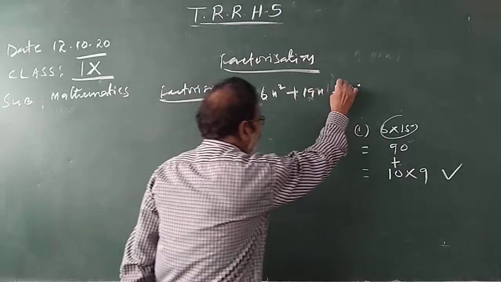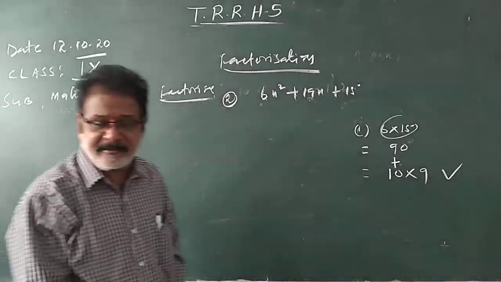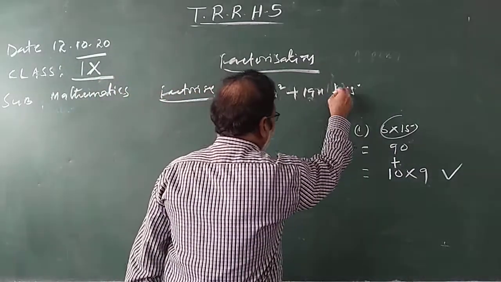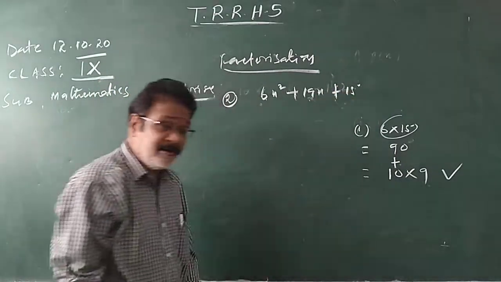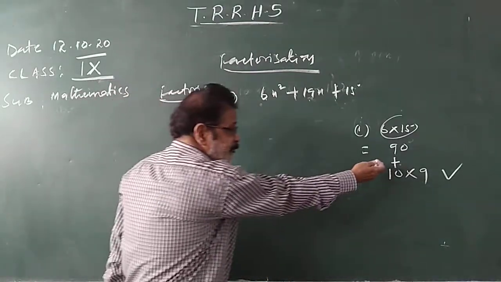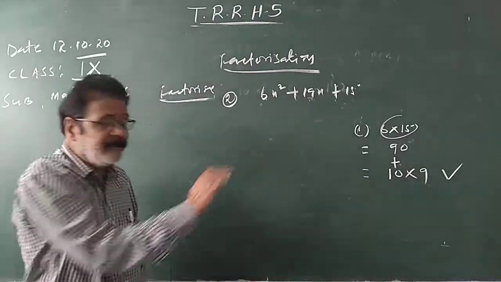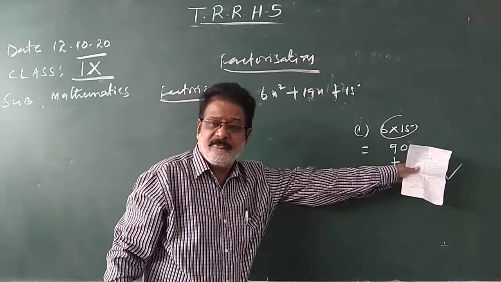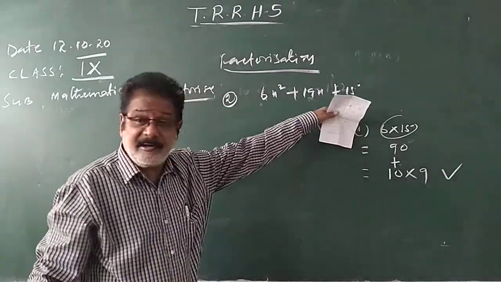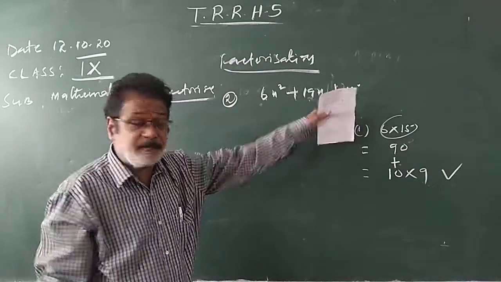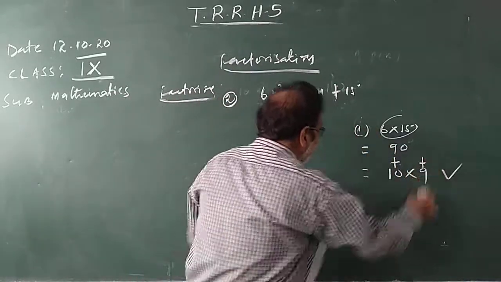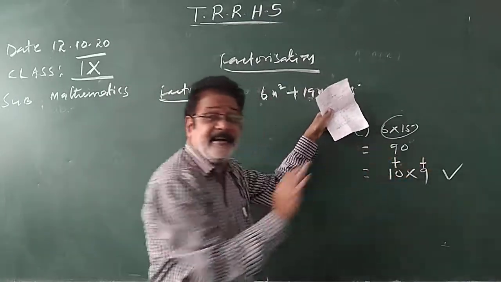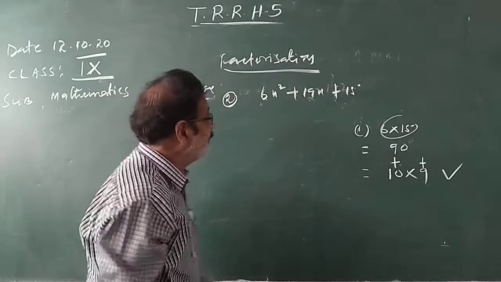What about the smaller factor sign? For the smaller factor also we should allot the sign. See the constant sign. What is the constant sign here? Plus. If the constant sign is plus, allot the same sign as the greater factor. Whatever sign is allotted to the greater, allot the same sign to the smaller also. If the constant is positive, same sign. In the case of the constant being negative, we allot the opposite sign of the greater factor.